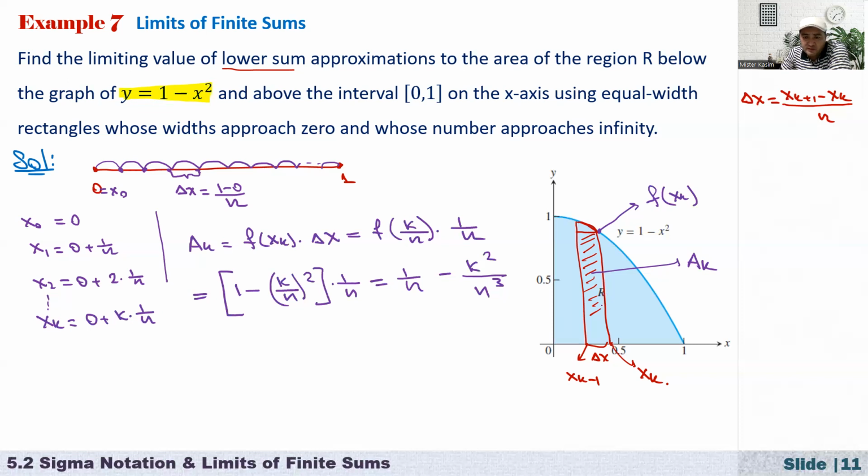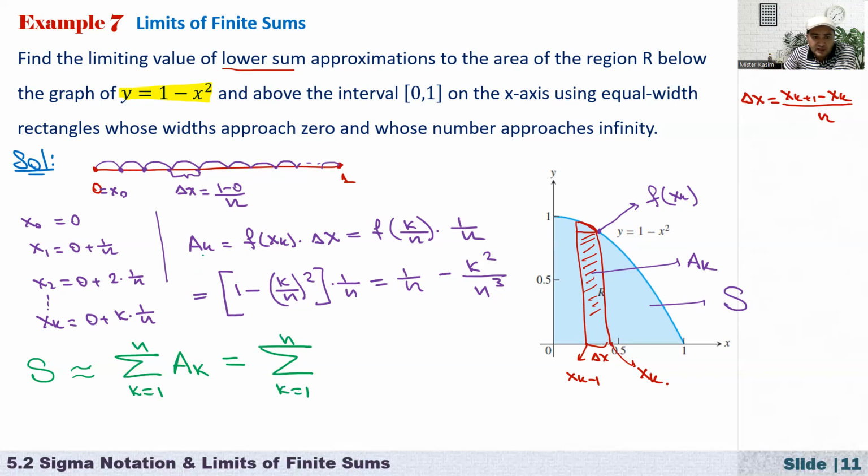But since we have divided this into n subintervals, let's say the area of this one is S. Then the area of this shaded region will be approximately, we are not sure yet, the sum of all the areas, k equal to 1 to n of this A sub k. So what is this A sub k? That is sigma, k equal to 1 to n, of A sub k, which I have just found here, equal to 1 over n minus k squared over n cubed, right?